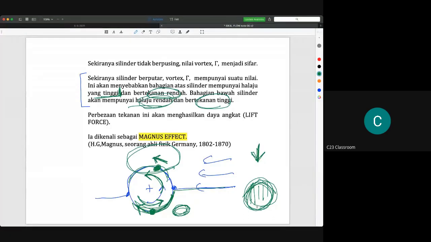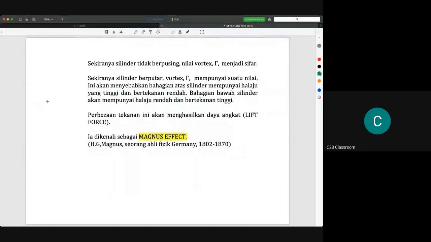So awak pun boleh imagine jika tekanan tinggi berada di bawah, dia akan berjaya menolak objek ke atas kerana daya yang bertindak di bahagian atas adalah rendah. Oleh itu, apa yang akan terjadi? Kita dapati bahawa objek ini boleh terangkat. So inilah yang dikatakan sebagai Magnus effect. So kita akan lihat berkenaan dengan Magnus effect secara realitinya, okay, selepas nota ini.